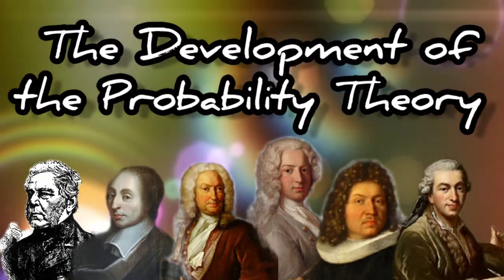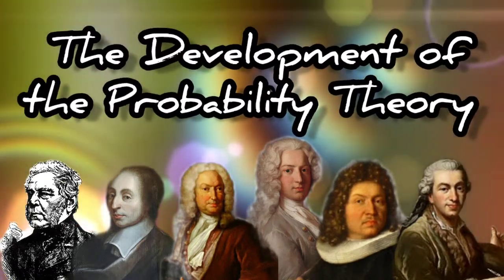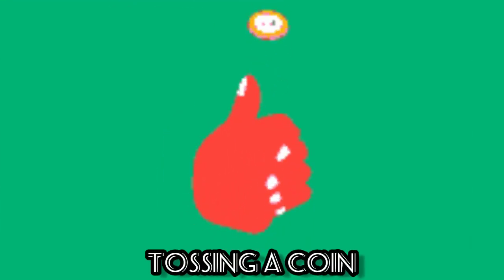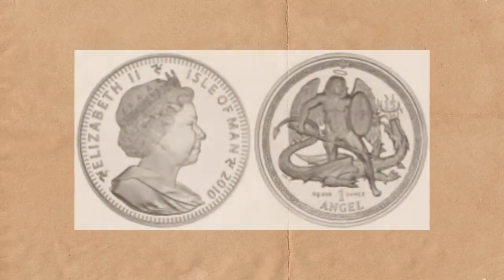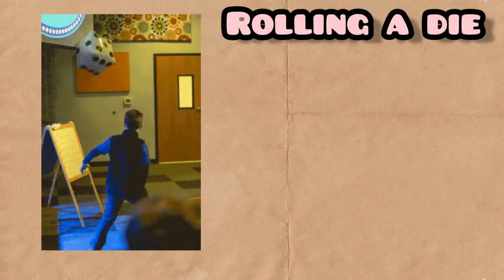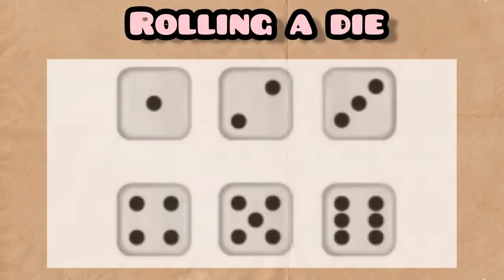is the development of the probability theory. When discussing the probability theory, the classic example given is always the toss coin, in which the two possible outcomes are the head and the tail. Next example is tossing a die, in which there are 6 possible outcomes.